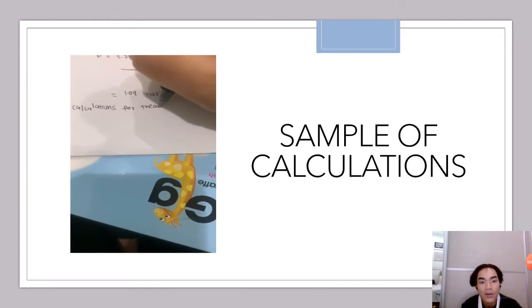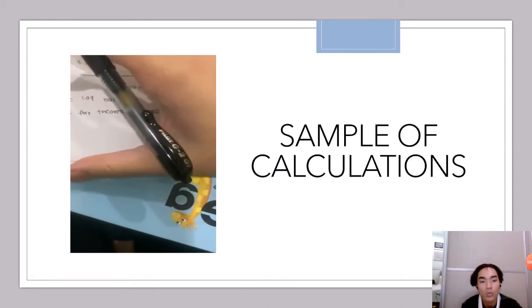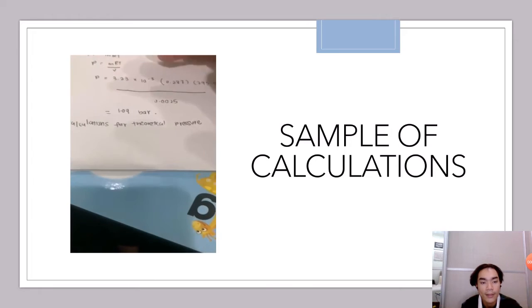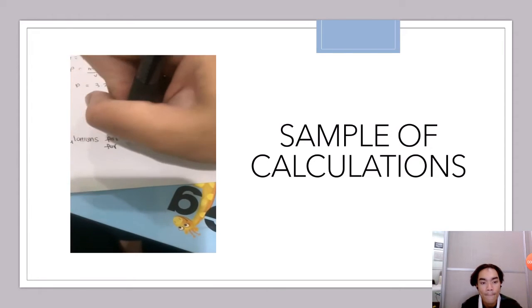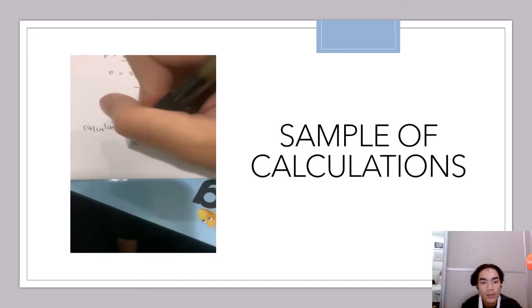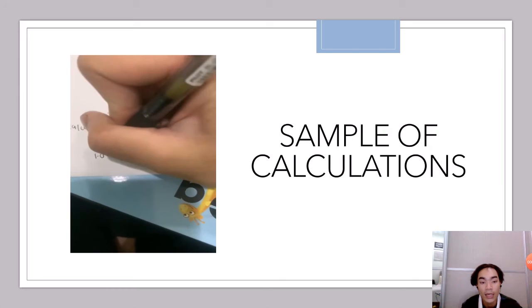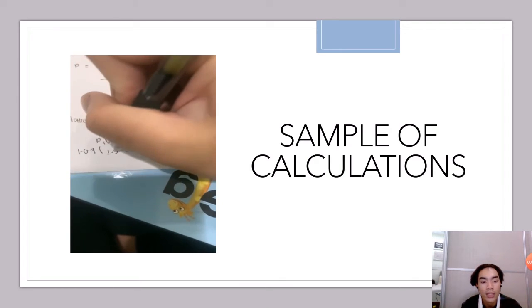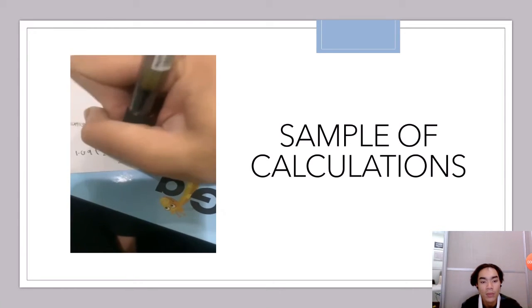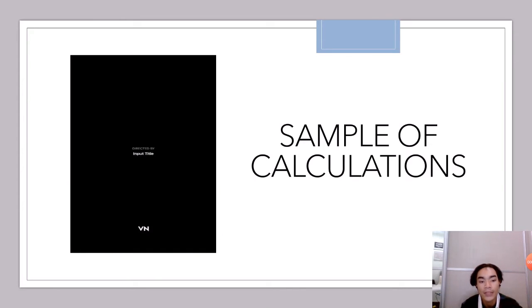So, calculations for the theoretical pressure with V equals 2.4 liter. P1V1 equals P2V2, and I'll just substitute the values there. 1.09 times 2.5 equals P2 times 2.4, and we get the pressure of 1.14 bar.